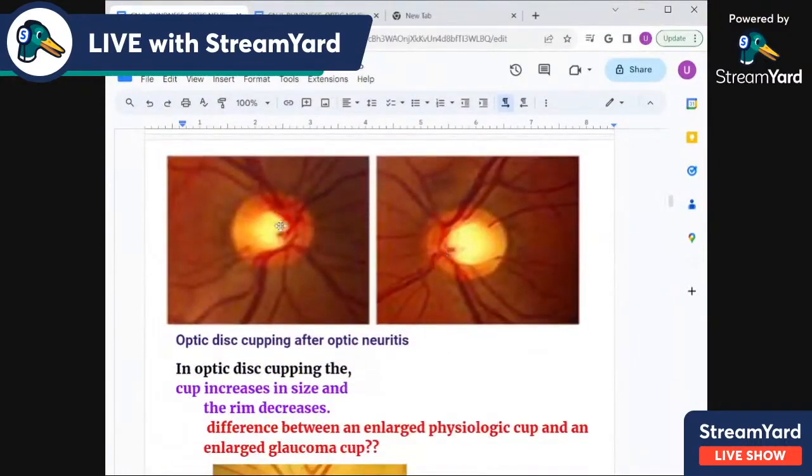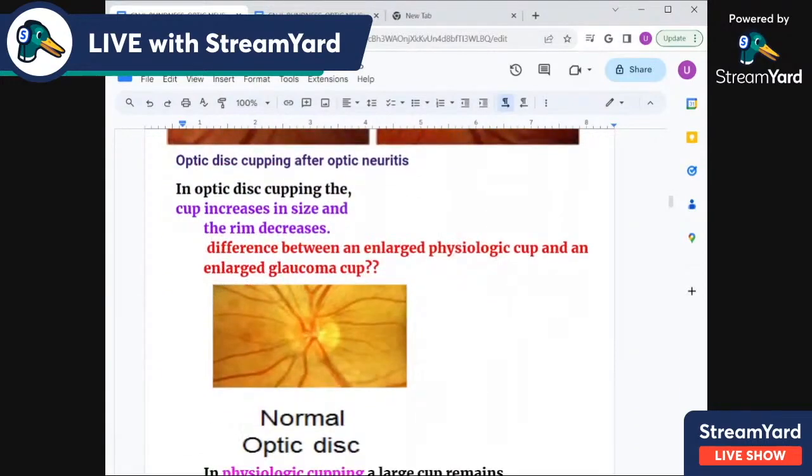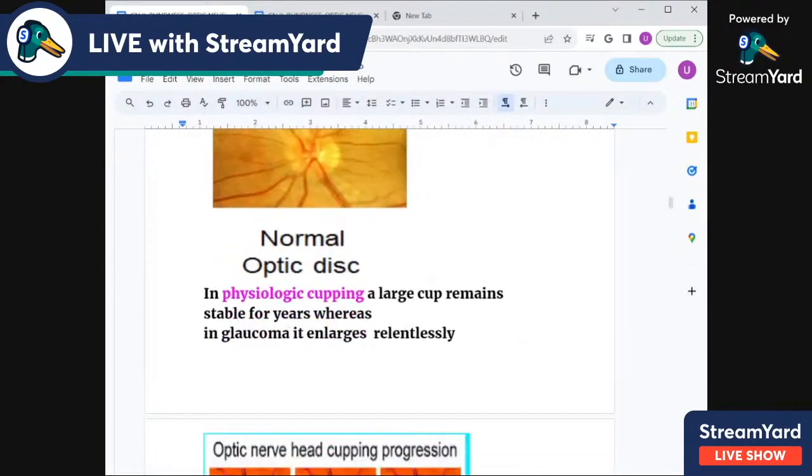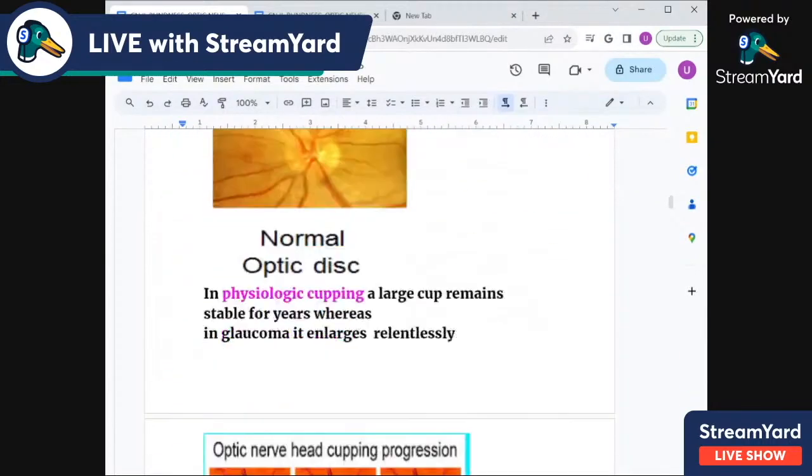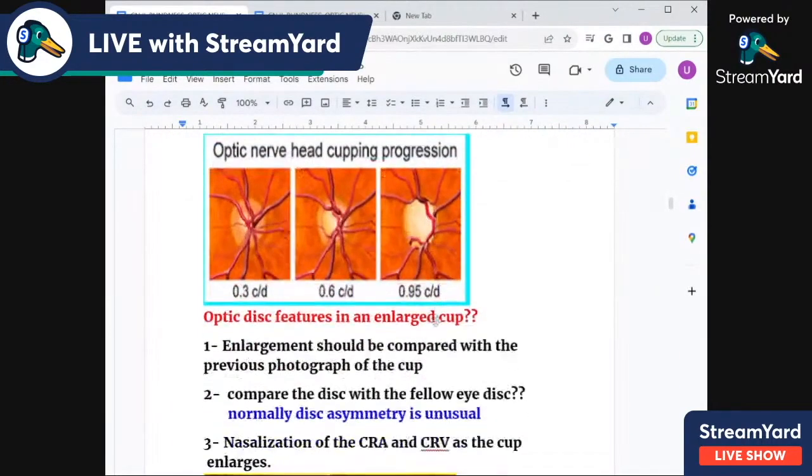See that? This is a notch here, cupping increasing, the neuroretinal rim decreasing in size. This is causing the blindness here. Okay, and then we also have splinter hemorrhages here when there is cupping, and this features in the neuroretinal rim that it atrophies.